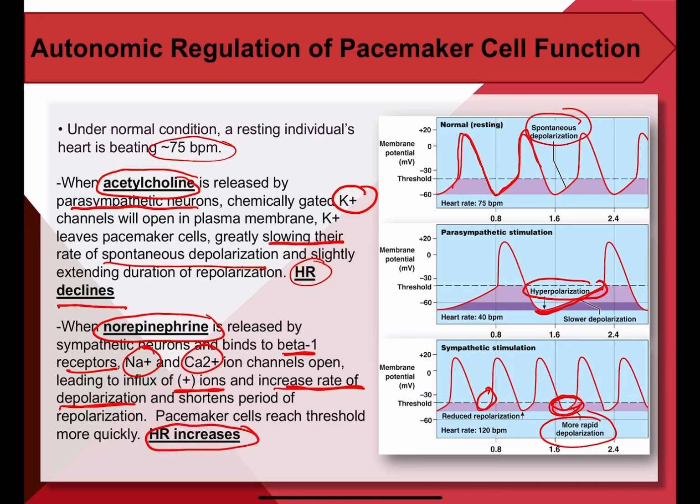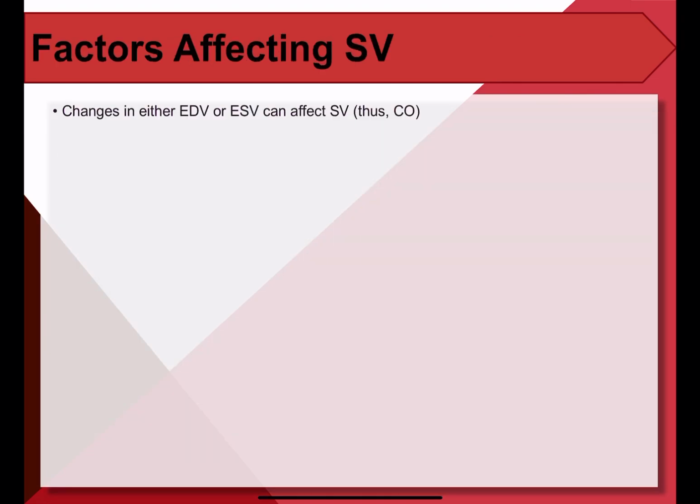So make sure you remember which neurotransmitter is released when you need to get your heart rate up, which neurotransmitter is released when you need to get your heart rate down, which one has to do with parasympathetic neurons, which one has to do with sympathetic neurons. If you remember from last semester, this will just be a review.